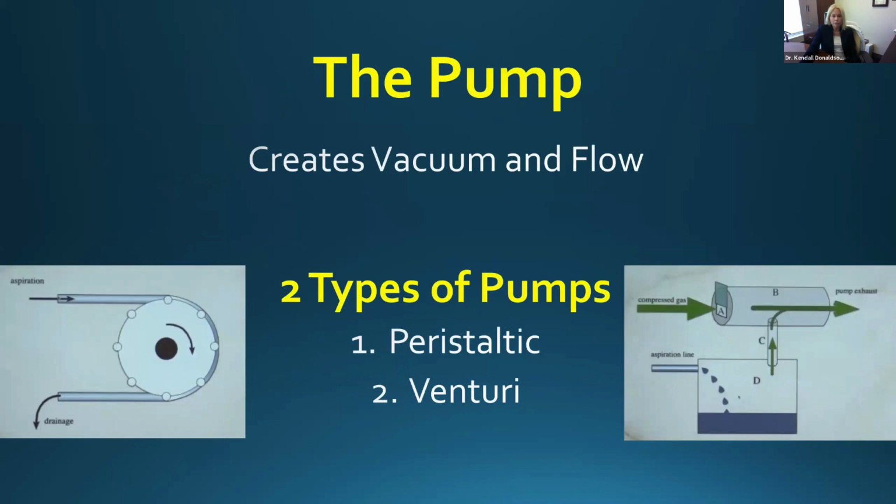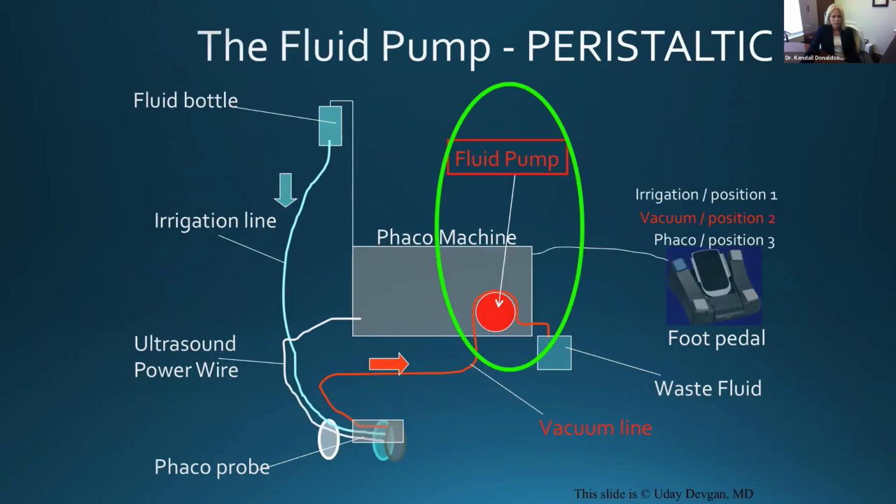So this pump creates the vacuum and the flow. There are 2 types of pumps. The most common type of pump, particularly here in the United States, is peristaltic. And then the second, more common one in Europe actually, is Venturi. But most of our pumps in the Alcon phaco machine, which is probably what most of you use, the Infinity or the Centurion, those are peristaltic pumps. So let's talk about what a peristaltic pump is.